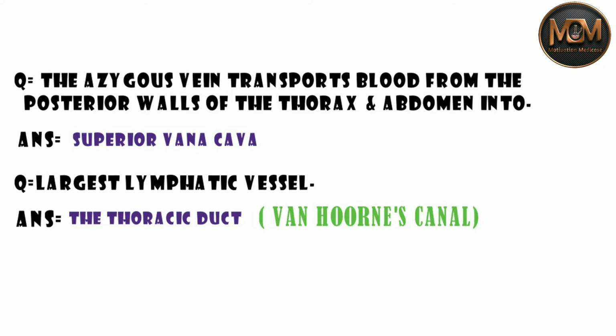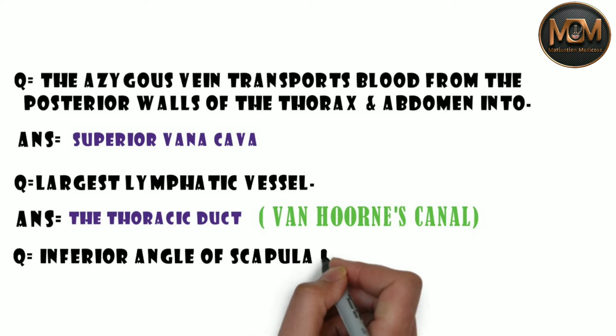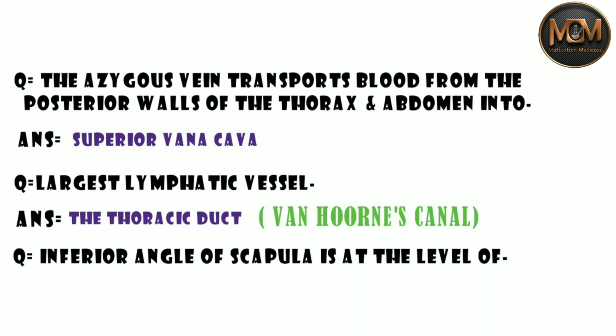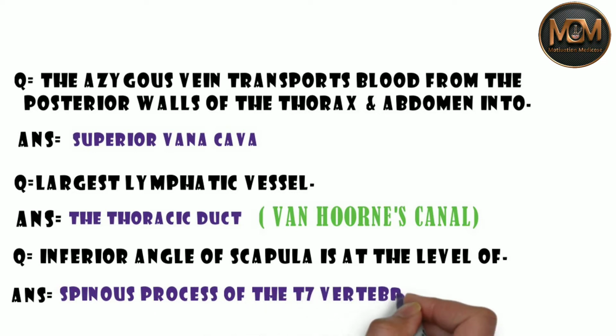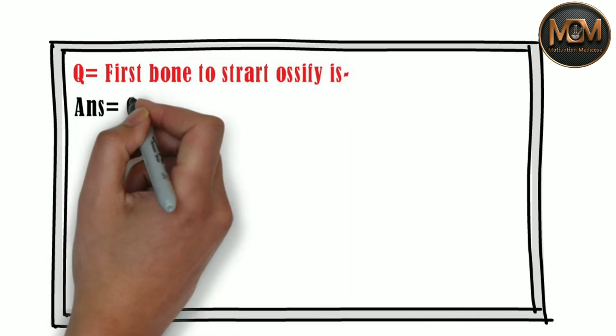Now let's take another question: the inferior angle of the scapula is at the level of. I'm just repeating the question again. The answer is the spinous process of the T7 vertebra. Now let's take another question: the first bone to start ossification is. The answer is the clavicle.